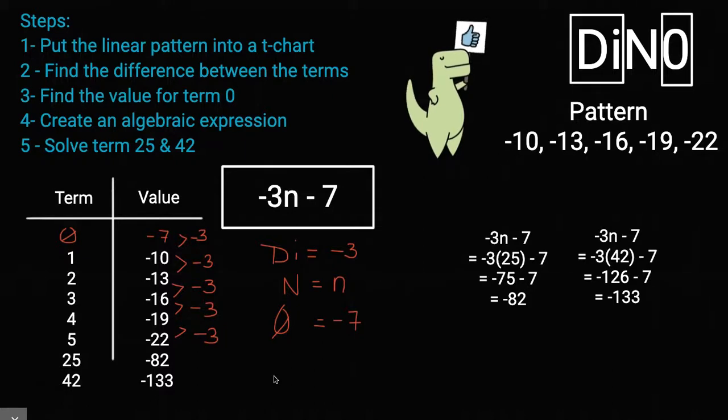Okay, so hopefully this is what you came up with. You notice that the difference between the terms is -3, that we're using the variable n, and that the term 0 gives us a value of -7. So we overall have an algebraic expression of -3n minus 7. So that'll give us -82 when our term is 25. And then when our term is 42, our value should be -133.